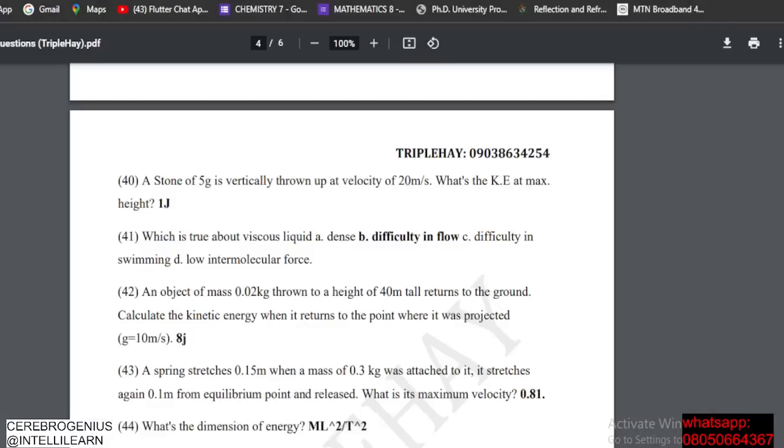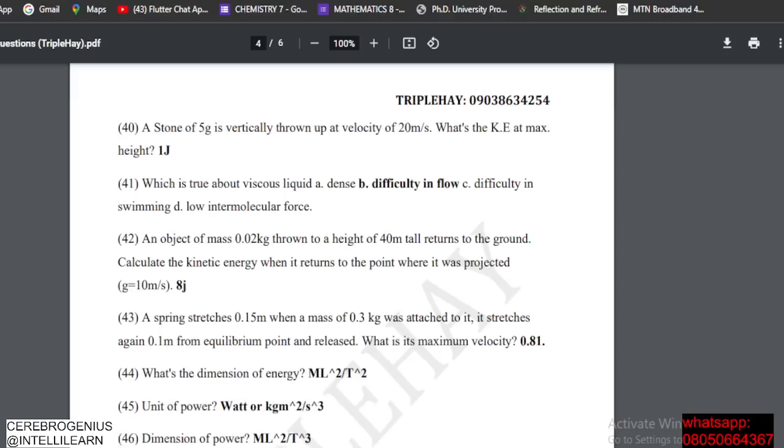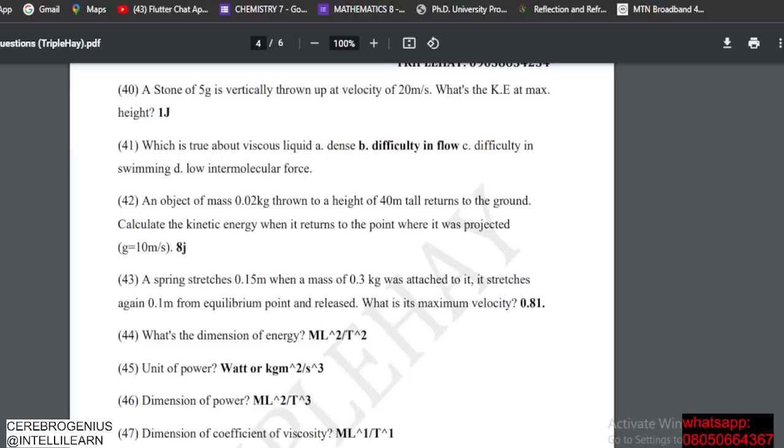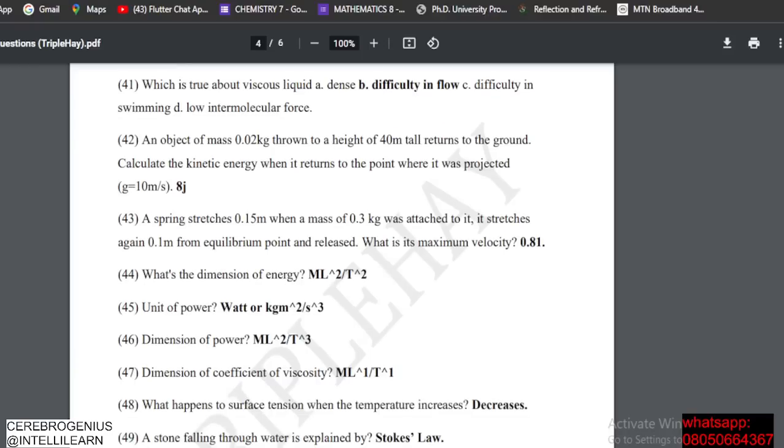The question mentioned maximum height. That's going to be 0, because at maximum height the object is no longer moving, so we don't even need to solve anything. Since the object is at rest, the kinetic energy will be 0. Next: which is true about viscous liquid? They find it very difficult to flow. That's correct.